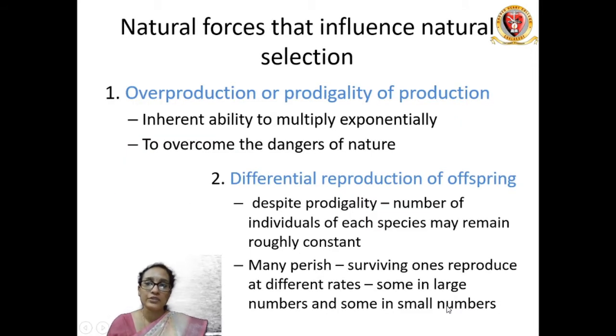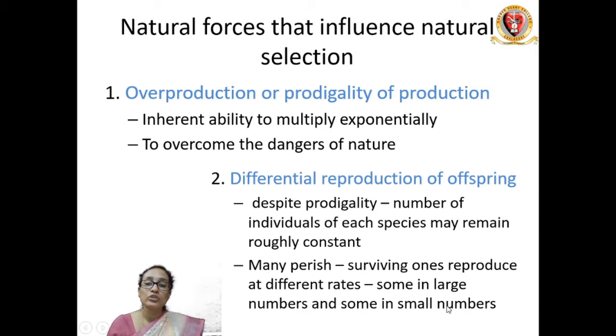The natural forces that influence natural selection, according to him, are overproduction, or prodigality of production. That is, any organism has an inherent ability to multiply exponentially. Why does an animal do this? In order to overcome the dangers of nature. So an animal would produce, for example, a turtle will produce 100 to 150 eggs. Why? Because not all of them would survive to adulthood.